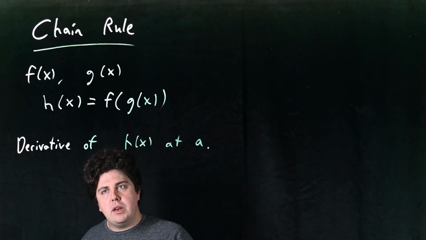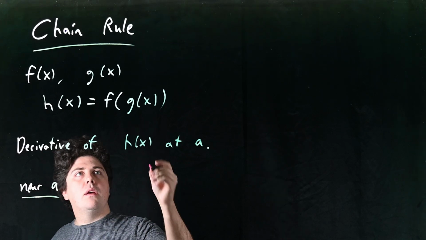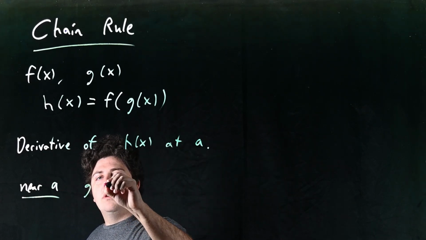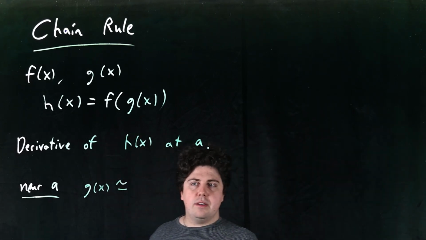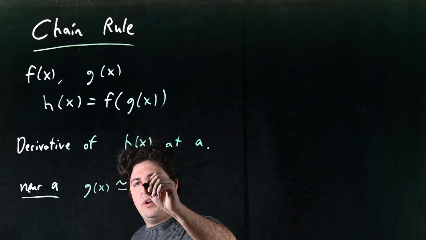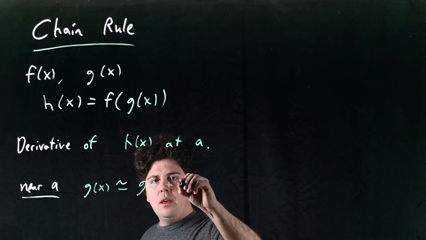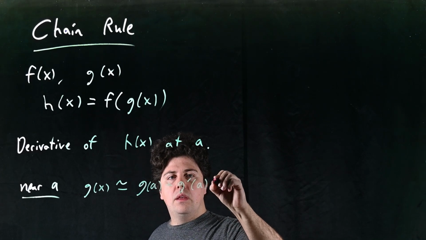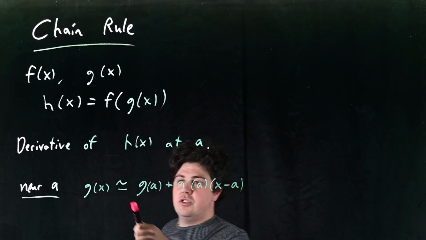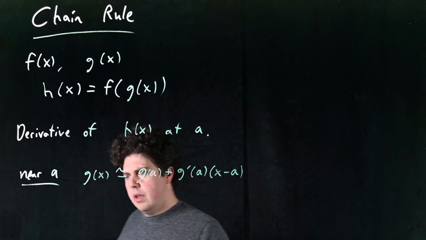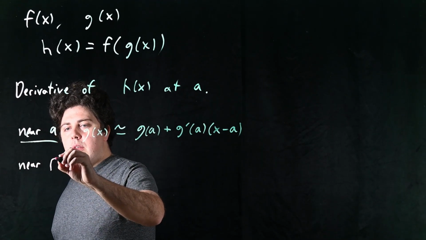Well, what do we know? We know that near a, g of x looks a lot like the tangent line to g at a. And this is a quick little exercise to see that the tangent line to g of x is itself a function that has this formula. So if you want a quick and dirty way to write down the tangent line to g of x at a, this is it.